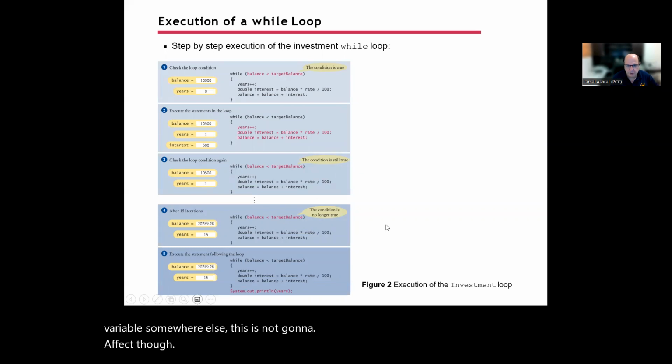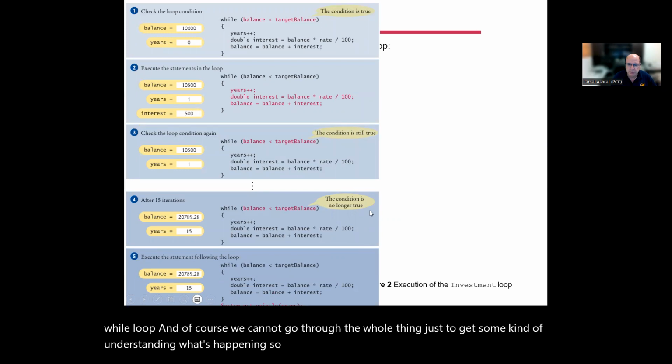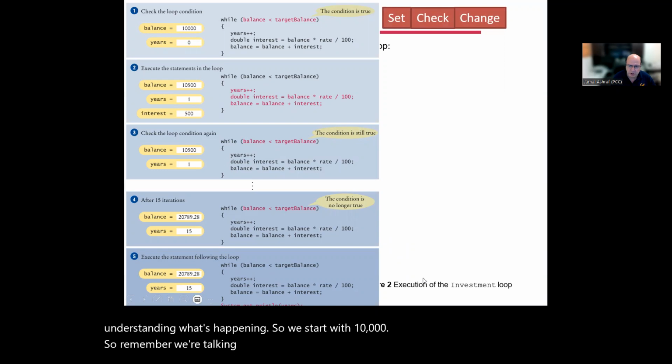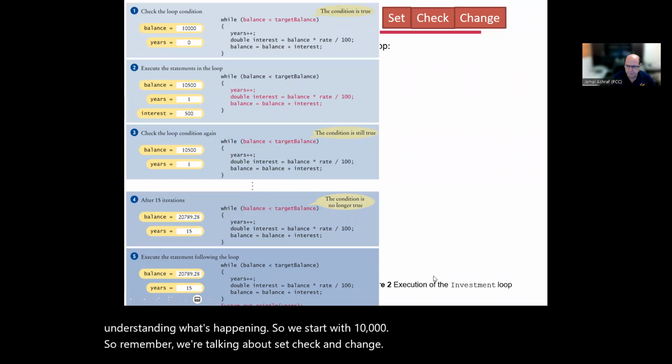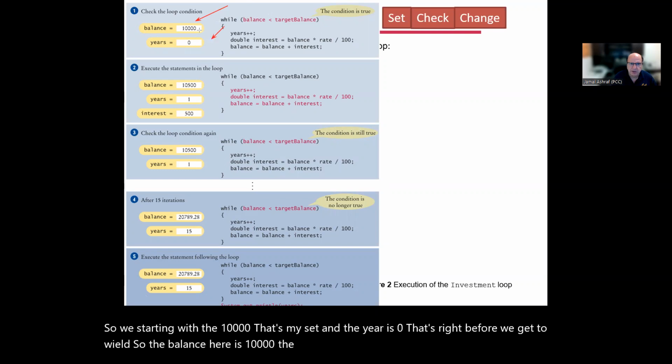Okay, let's go through this example to see what's happening. We're just going to step through the while loop, and of course, we cannot go through the whole thing, just to get some kind of understanding of what's happening. So we start with 10,000. Remember, we're talking about set, check, and change. So we started with 10,000. That's my set, and the year is 0. That's right before we get to the while loop. So the balance here is 10,000. The target is 20,000, and that's where we start.